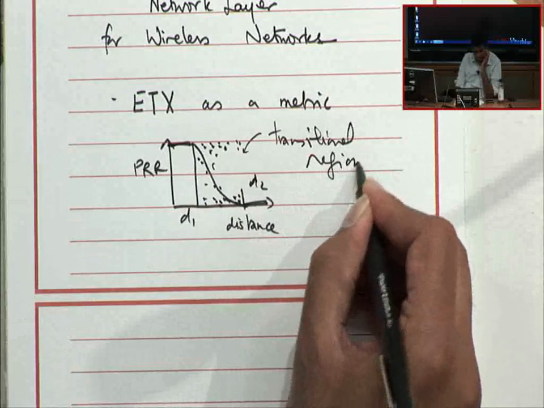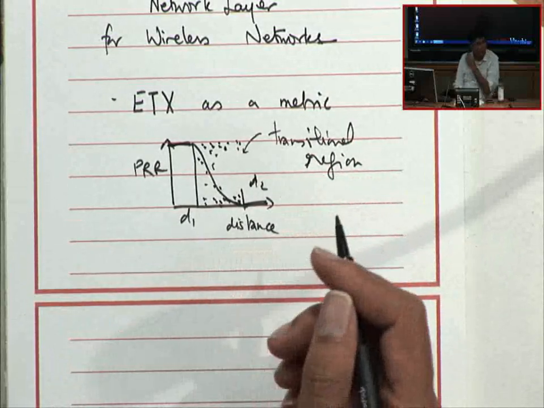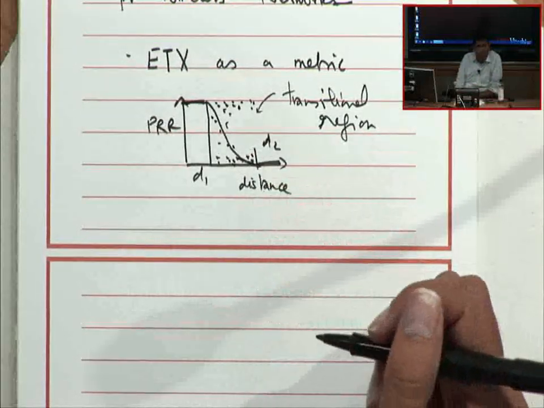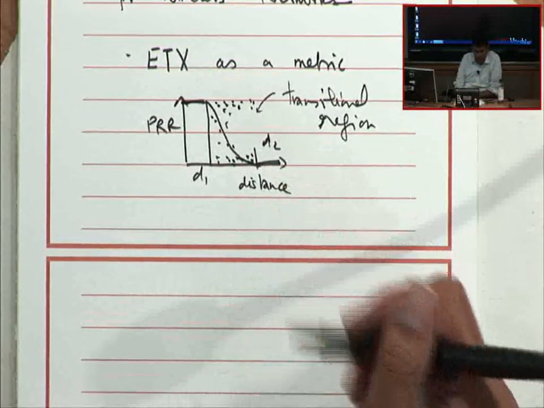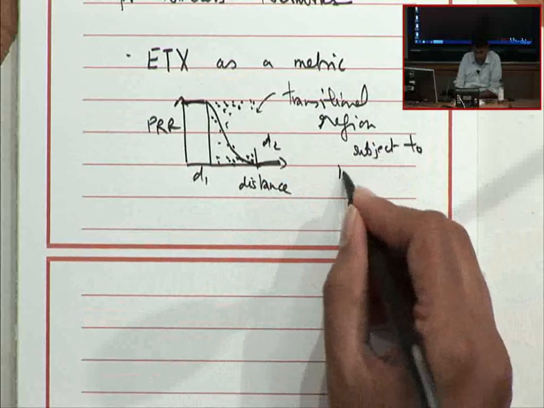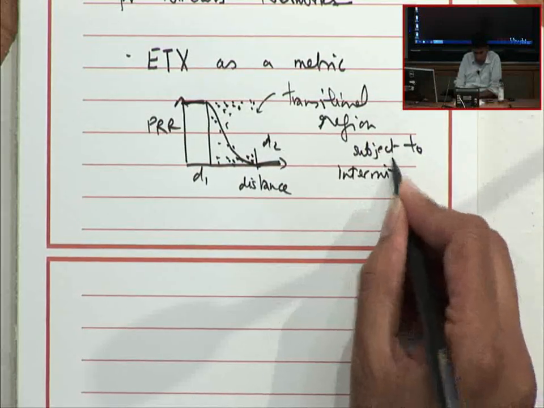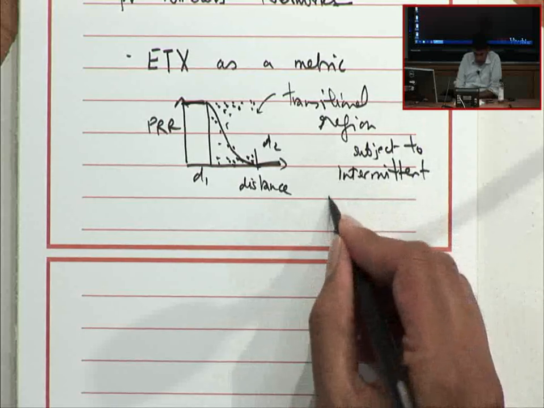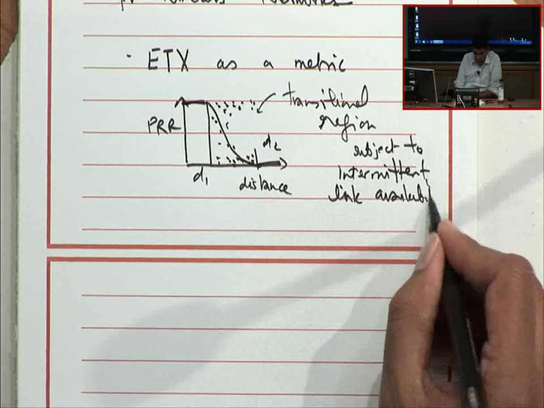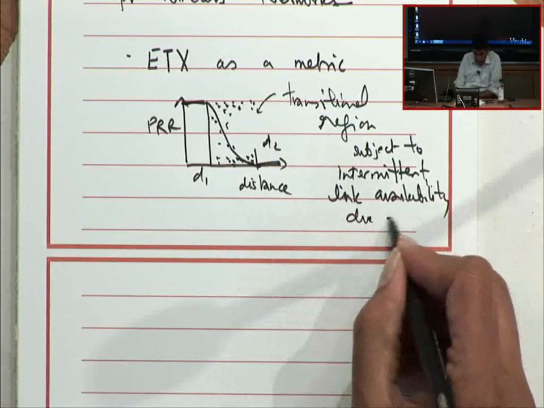And we said that in typical networks, this region is quite large, which ends up meaning that 80 to 90% of your neighboring nodes might be quite flaky in terms of link quality. They may go up and down. It's really subject to intermittent link availability due to fading.